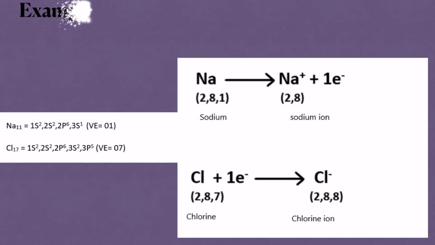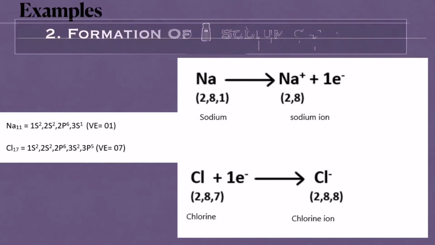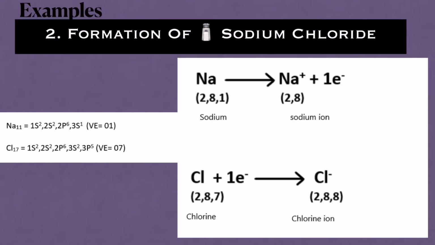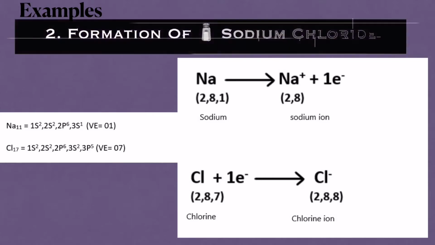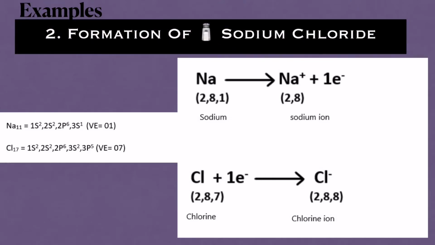Now let us consider the formation of sodium chloride. Sodium, atomic number 11, its electronic configuration will be 1s2, 2s2, 2p6, 3s1. Therefore the total number of valence electrons will be 1. Chlorine, atomic number 17, its electronic configuration will be 1s2, 2s2, 2p6, 3s2, 3p5. So the total number of valence electrons will be 7.